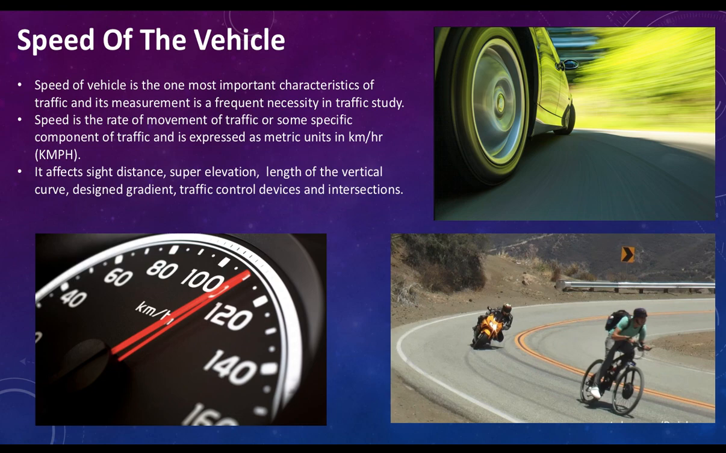Next, coming to the speed of the vehicle. This is a very important characteristic, because depending on this only we do all the traffic study. Speed is the rate of movement of traffic, and it is measured in kilometers per hour, kmph. Using this, we design the sight distance, super elevation, the length of the vertical curve, design gradients, and then the traffic control devices at the intersection. So for everything to be designed, speed is a very important characteristic.